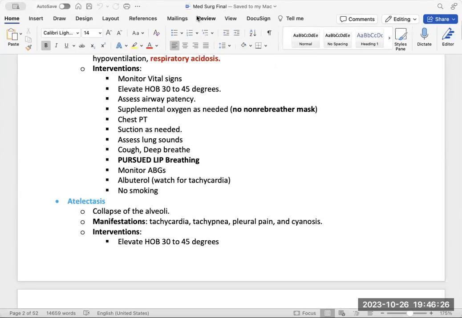What about, does anybody else have anything to add? So elevating the head of the bed, chest PT, there's definitely a lot more that we can do. Also, if the patient smokes, we could talk to the patient, find out if they've ever thought of quitting. And if they do, we can suggest, how do they call it again? Smoking, what's that word?